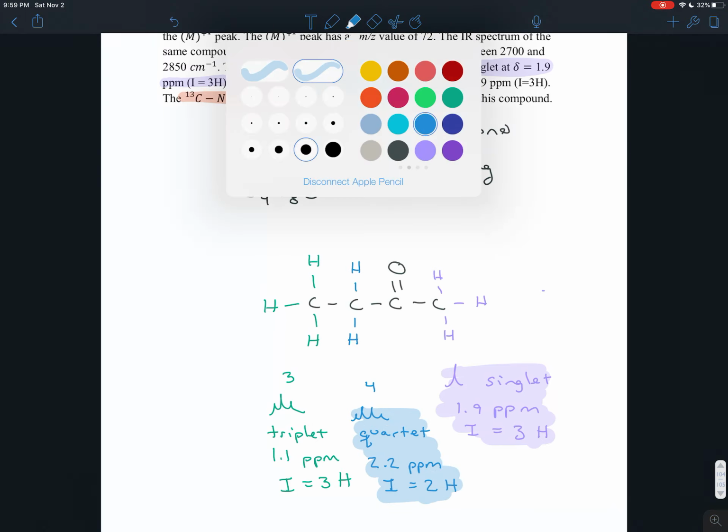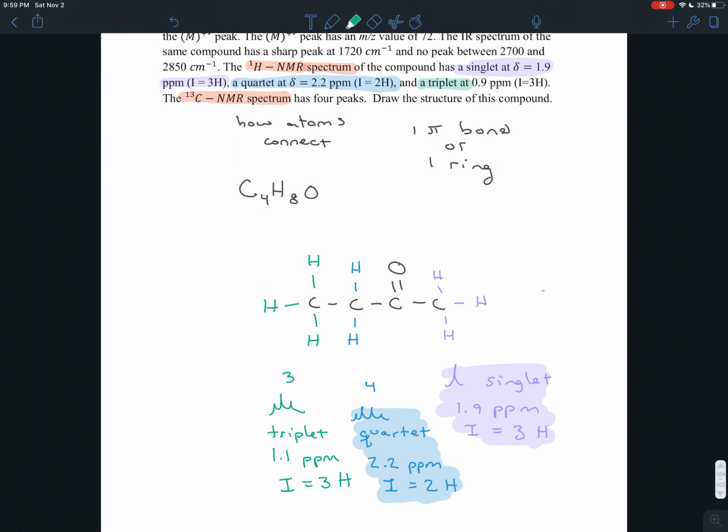And a triplet at 0.9 with an integration of 3. So that's close. We have 1.1 here with an integration of 3. Technically, it should be 1.1. When you do the NMR spectra, sometimes the shifts will be slightly off. But they should be around where they're said. And technically, this one should be 1.1. Okay, so that data seems to match on the whole.